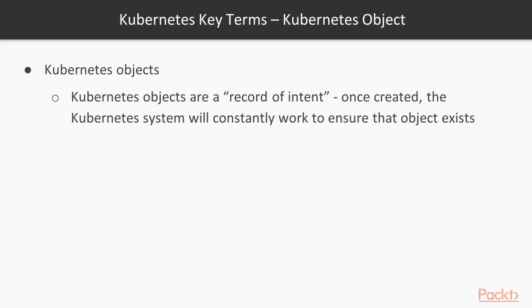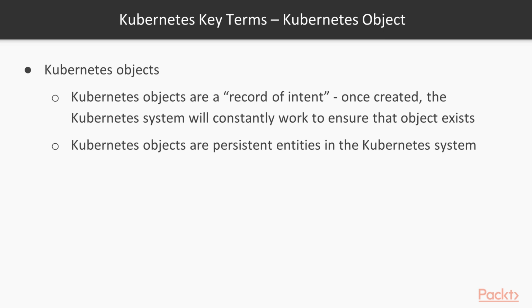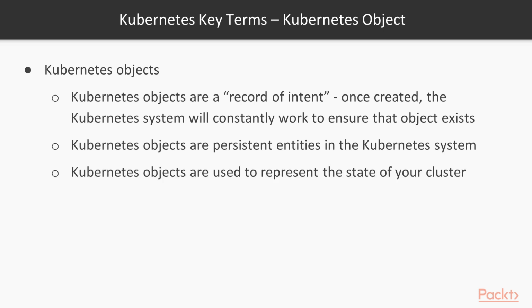It's a very key term. So Kubernetes objects are a record of intent. Once created, the Kubernetes system will constantly work to ensure that objects exist. Kubernetes objects are persistent entities in the Kubernetes system. Kubernetes objects are used to represent the state of your cluster.